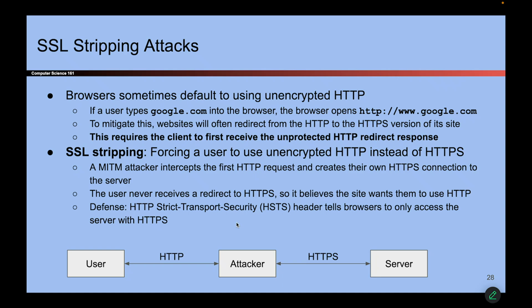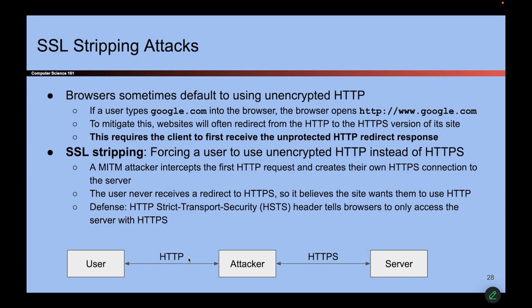So more about how TLS is used in real life. There is an attack that attackers might try. It's called the downgrade attack. And basically, the idea is to force someone to downgrade from using HTTPS to using unencrypted HTTP.